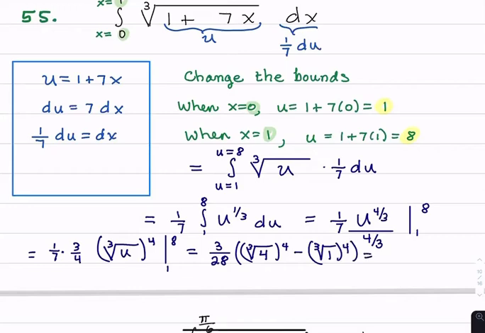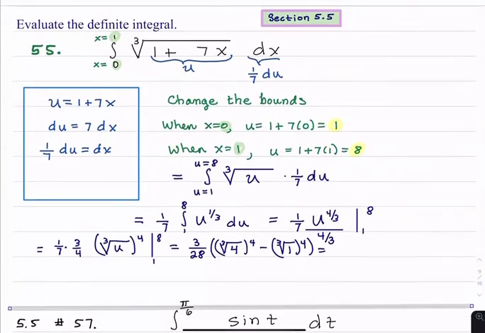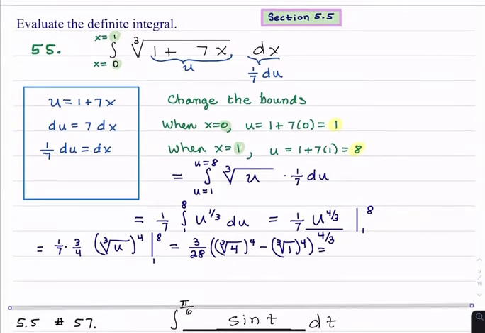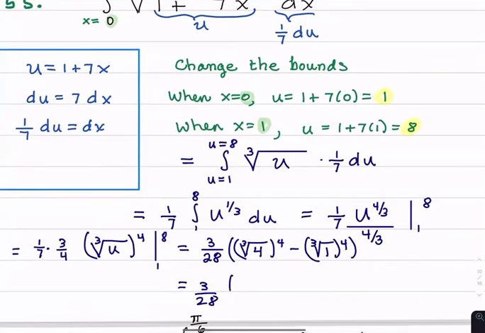I didn't really leave enough space for myself. Let me just move this down. That's equal to 3 over 28. Okay, everything looks good, except I made a mistake that made the whole thing confusing. I didn't put the right bound in. Here's 8, right? Here's 1. So 1 goes in and 8 goes in. So everybody, I'm sorry about that. So it's 1 to 8. Those are the numbers I put in there, 1 and 8.